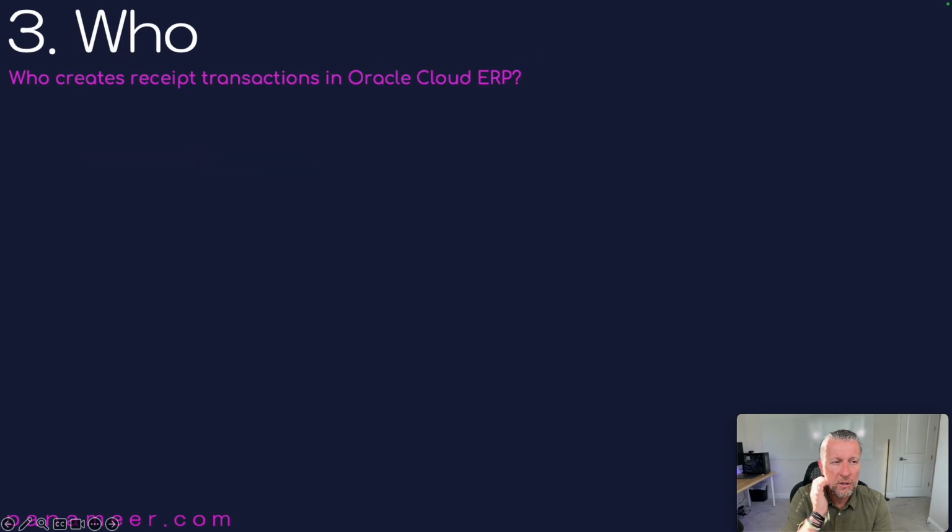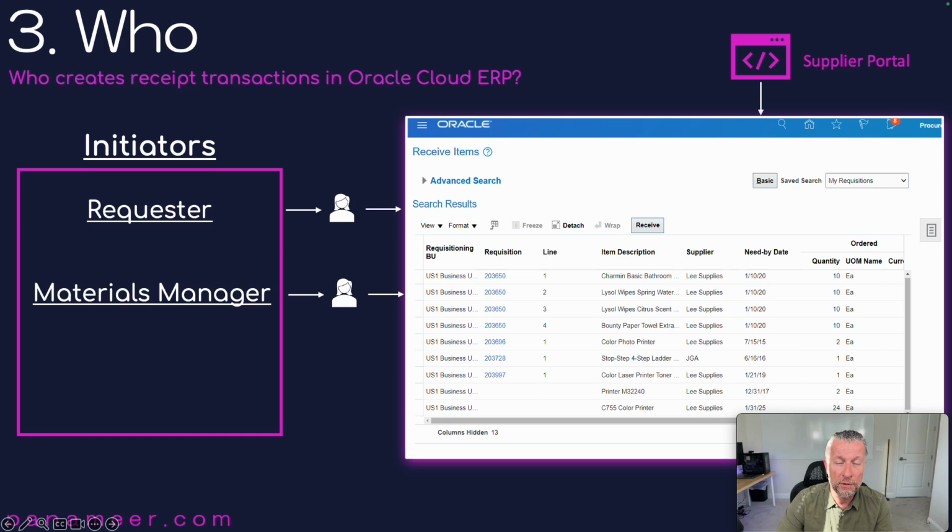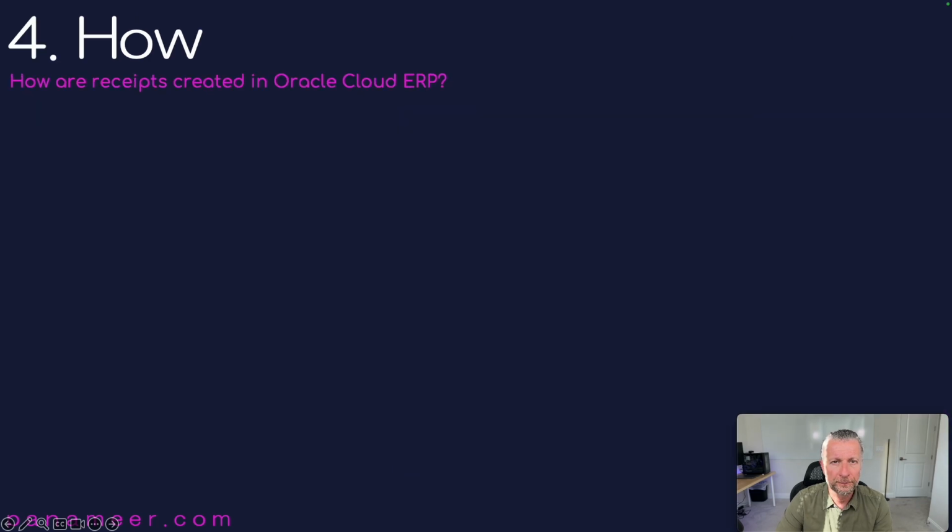Okay, so slide 3, who creates receipt transactions in Oracle Cloud ERP? Well, the initiators of those transactions are requesters. They can obviously receive their own requests. That's what My Receipts is for. Then there are material managers. So there are other pages where a material manager can receive a shipment from a requester at a dock. And then finally, some receipts can be auto-created through tools like ASNs.